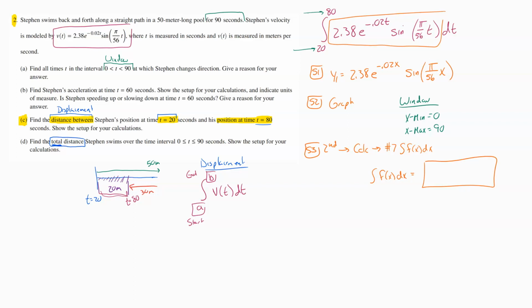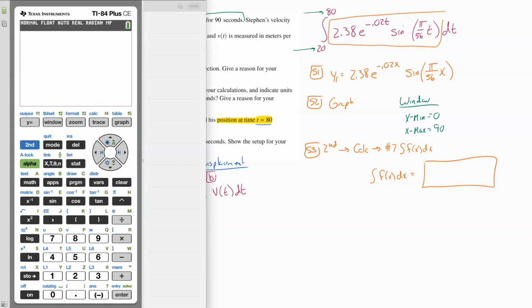So let's go ahead and open up our calculator. We'll go to our y equals, which is the button in the top left. If you've been following along through the other videos, you probably already have that velocity equation entered into y1 from the previous work we did on A and B. If not, take the time now to go ahead and enter it in.